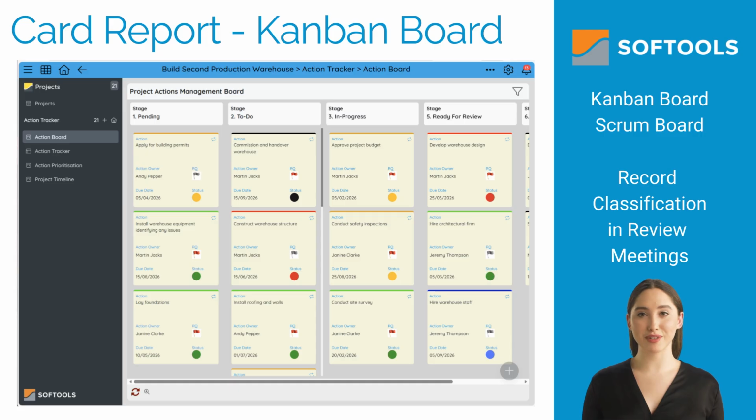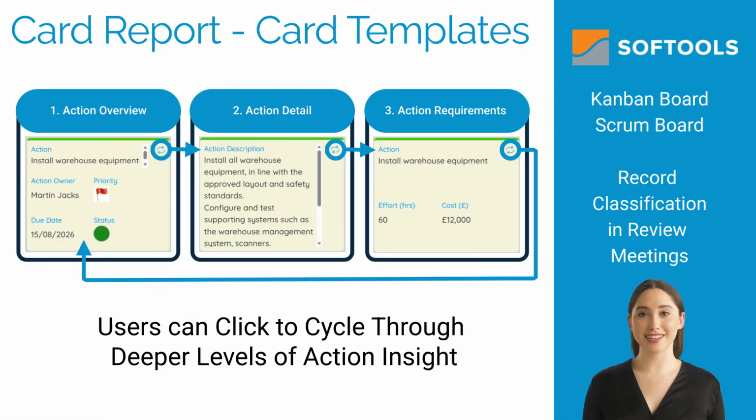There are two steps to creating this card report. The first is to define templates which determine the fields that will display in the card tiles. When creating these, be aware that we can use multiple card templates for the tiles that can be cycled through in the UI. Initially, the card report tile can display an overview of the action.